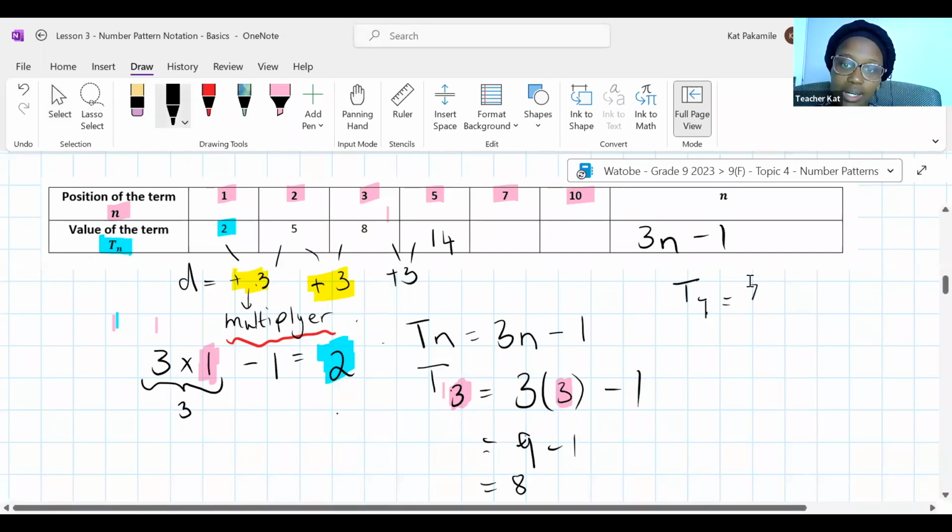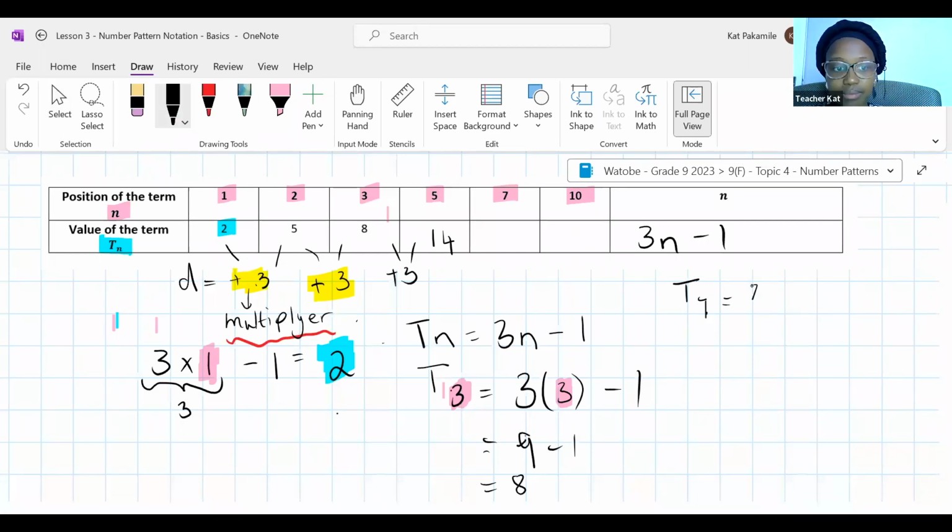So it's going to be T7 is 3 times 7 minus 1. And tell me what the answer is going to be. 20, because 21 minus 1 would be 20.